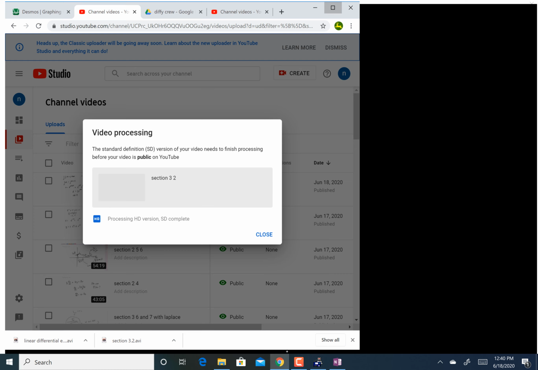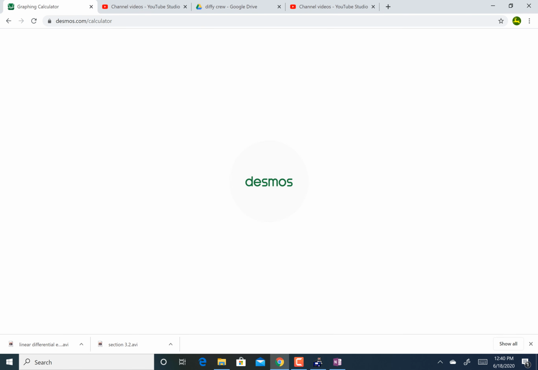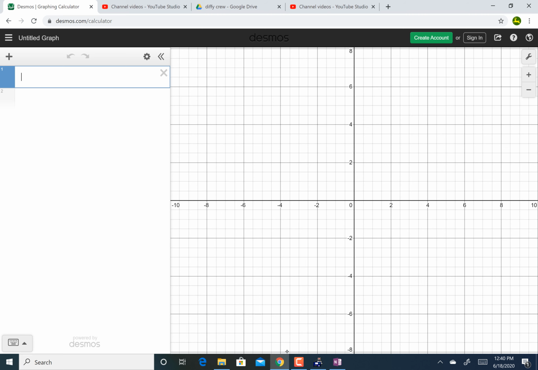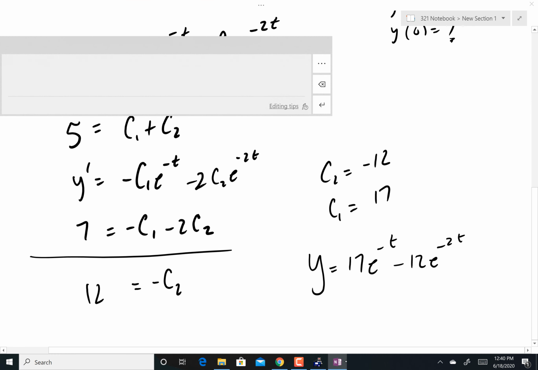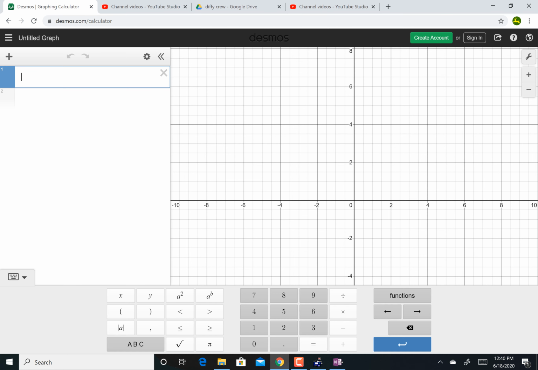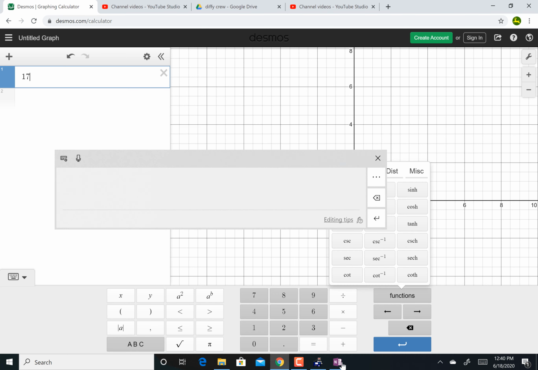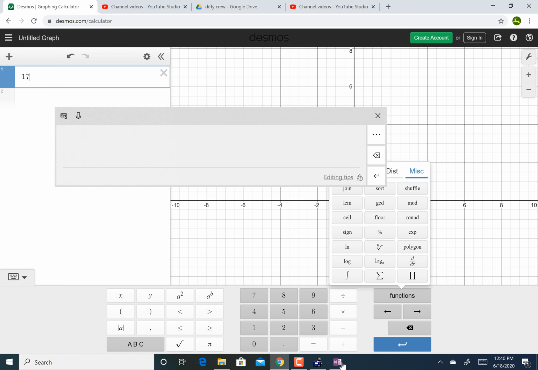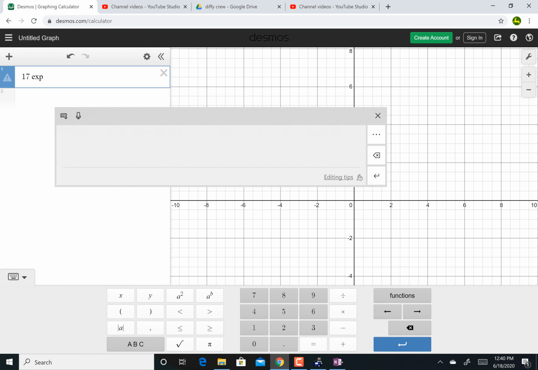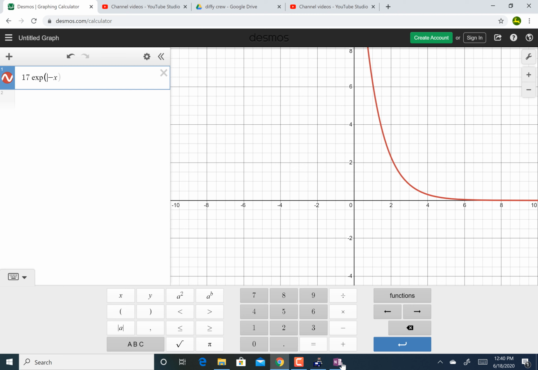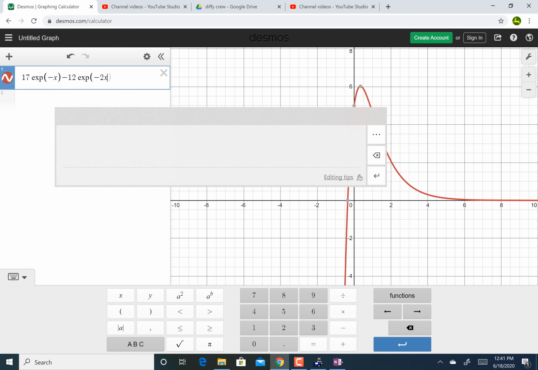Now, I always like to look at Desmos. It just makes me happy. We know what's supposed to happen here. So our equation was 17 e to the -t... oh, fart. Nice, there it is. Oh, that's hot.